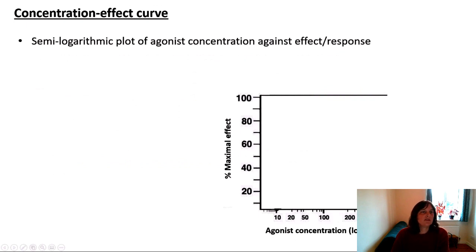So let's have a look at one of these concentration effect curves now. It is a semi-logarithmic plot of agonist concentration on the x-axis against the effect or the response on the y-axis. And it's called semi-logarithmic because one of the axes, the x-axis here, is logarithmic. So the agonist concentration is plotted logarithmically and the effect that is elicited is plotted linearly.